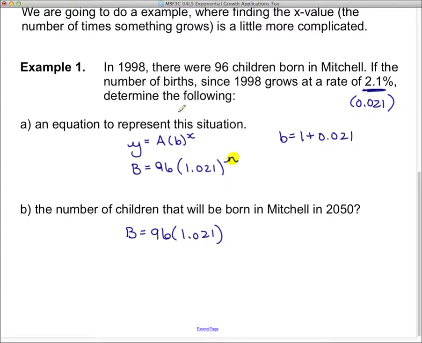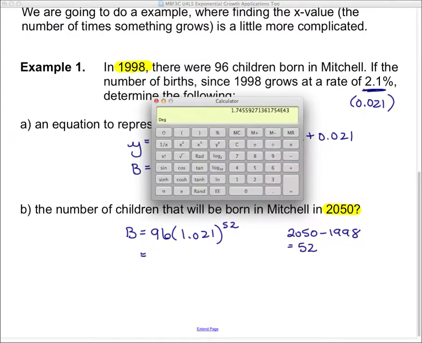So the growth rate is given as 2.1%, and unless it says otherwise, that's 2.1% yearly, and it's been growing since 1998 to 2050. So if you take the 2050 and subtract the 1998, you will know that it has been growing for 52 years. Now that is what our equation needs, that 52 up there for the exponent, which is the number of years it's been growing. Now let's type this in. Where's my calculator?